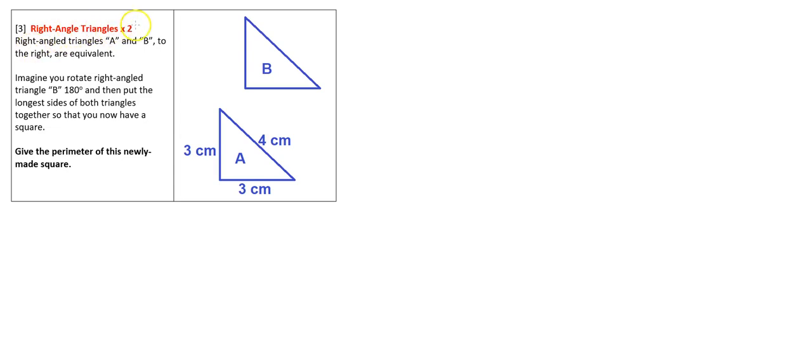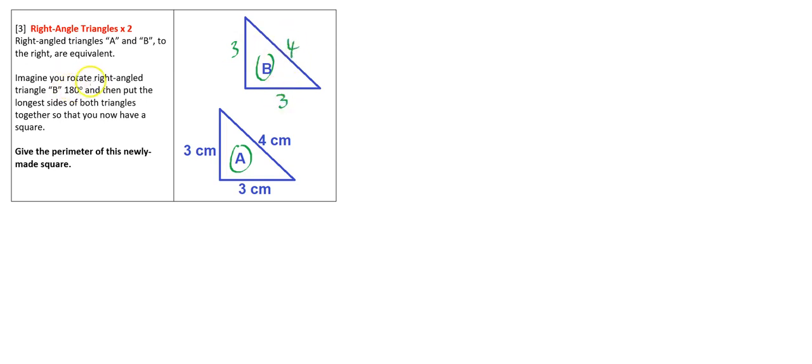Right angle triangles times 2. So let's read this. Right angle triangles A and B, so this one and this one, to the right are equivalent. Okay, so that means that they are the same no matter how you look at them. So that means this must be, let's see, this must be 3 centimeters, which means this must be 3 centimeters, and that must be 4 centimeters.